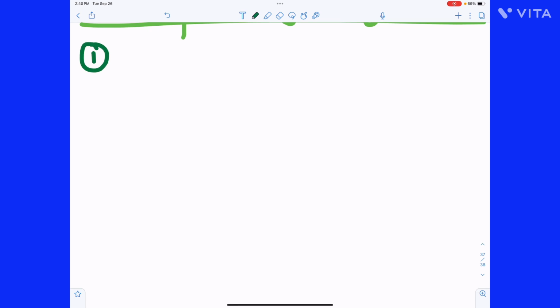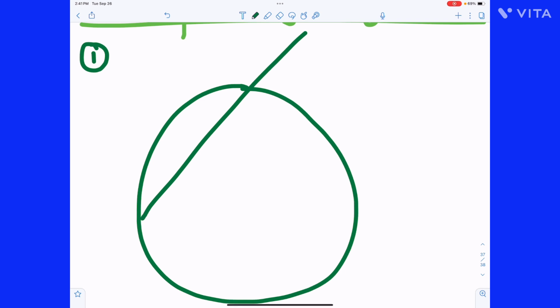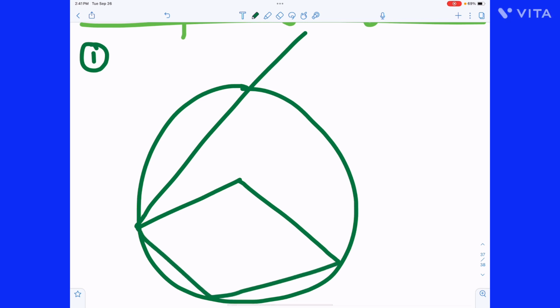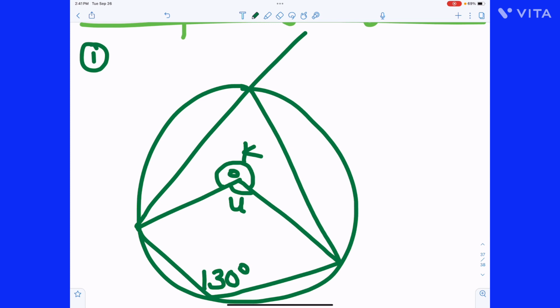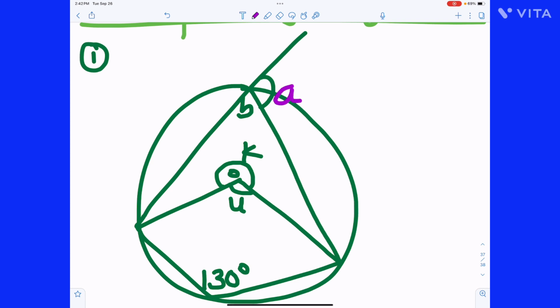Number one, let me draw something like the previous circle for you. Okay, 130 degrees. Let's say this is the center of the circle. This is K. This is U. This is Z, and this is Y. Or let me change those letters so you don't get confused. This is B. This is A. So you find those lettered angles in that diagram.